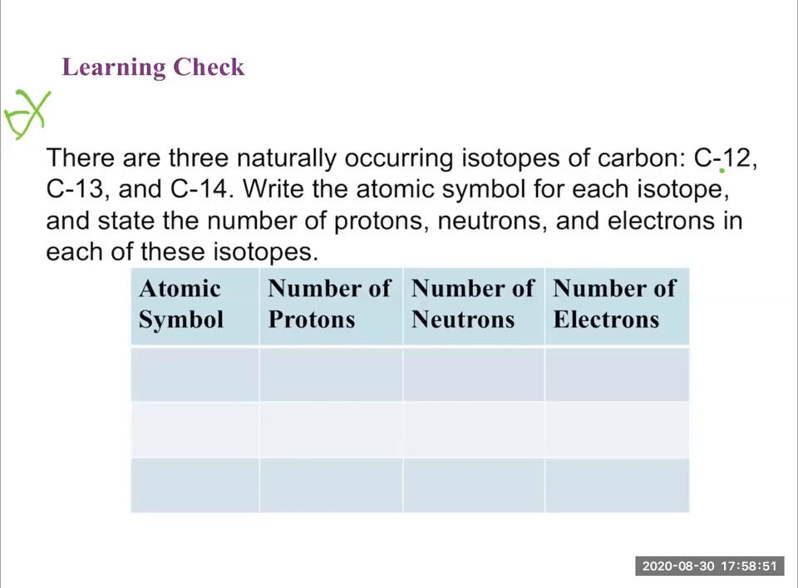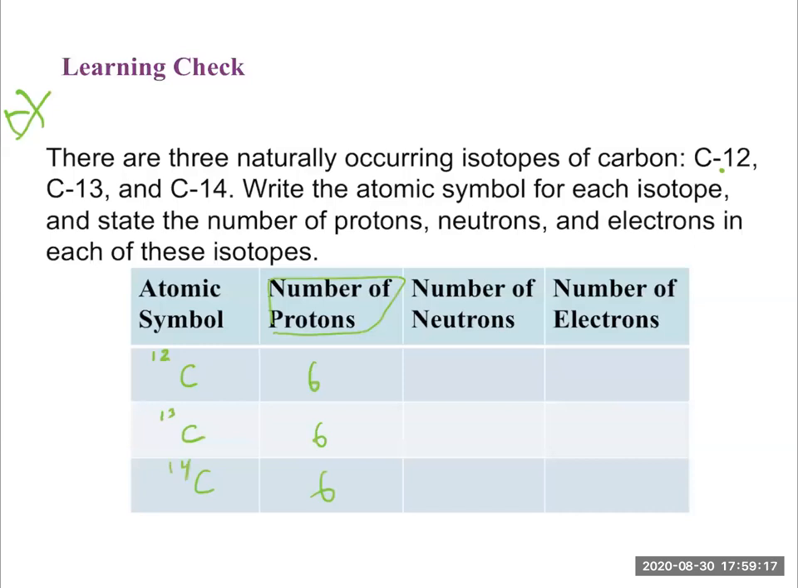So they're saying that you're talking about carbon, all of them, right? So they're all carbon. Since it's carbon, look at the atomic number. It's all going to be 6. Now they're telling you that one is 12, one is 13, and one is 14. So 12, 13, 14. That's the mass number.